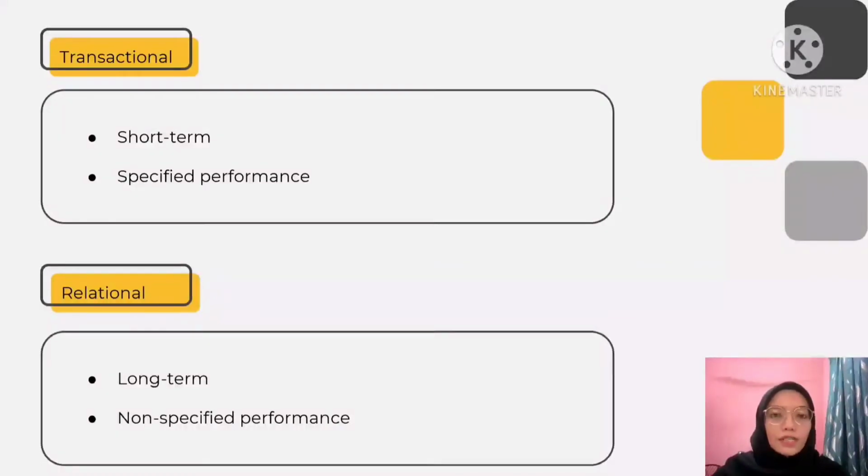The second contract is the relational contract. The relational contract is a long-term contract based on non-specified performance. This indicates that the employee is obligated to remain in employment with the organization and do what is required to keep the job going. The employer also fulfills its obligation by providing stable remuneration, long-term job security, and steady career growth.